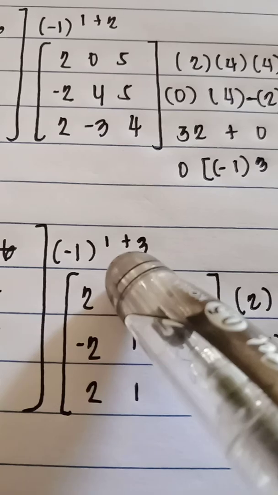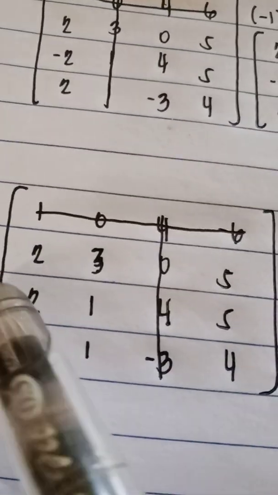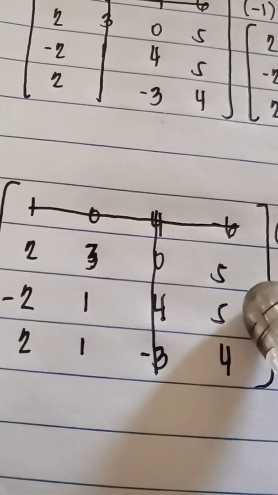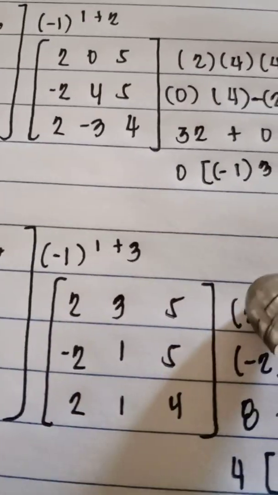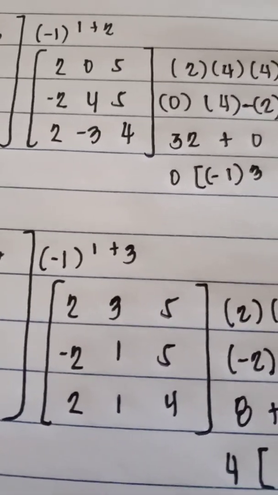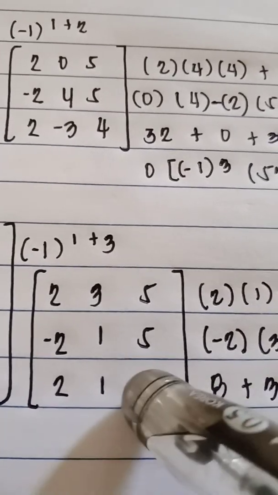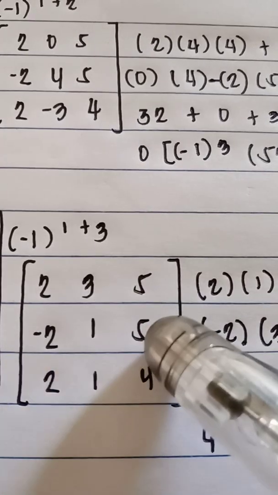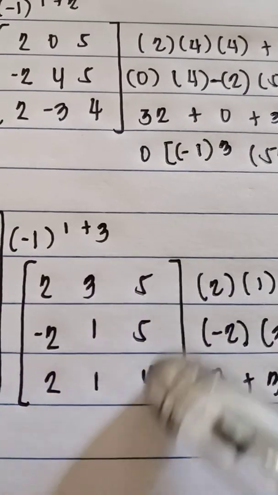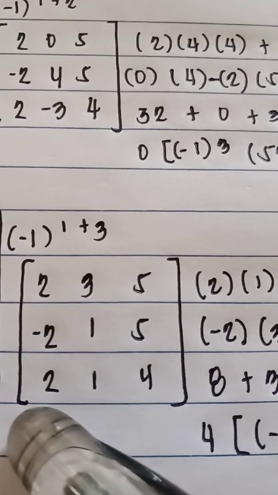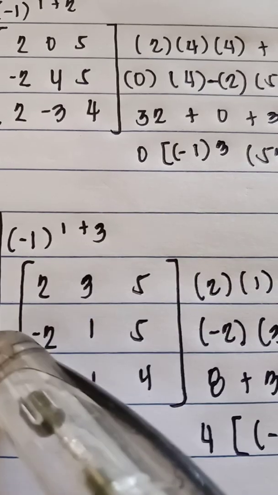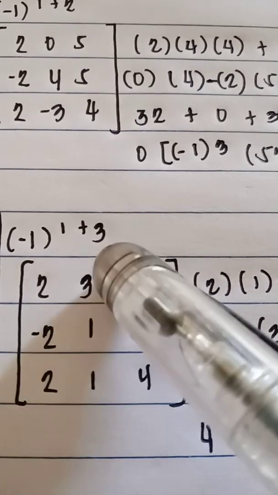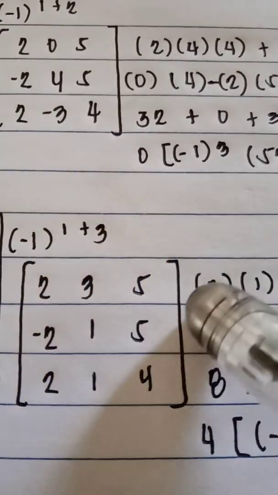So negative 1 to the power of 1 plus 3. The remaining numbers are 2, 3, 5, negative 2, 1, 5, 2, 1, and 4. So as you can see, it is a 3 by 3 matrix. In order to get the determinant for this matrix, we will use the basket style. So 2 times 1 times 4 plus 3 times 5 times 2 plus 5 times 1 times negative 2 minus 2 times 1 times 5 minus 2 times negative 2 times 3 times 4 minus 2 times 5 times 1. So that is what I wrote.